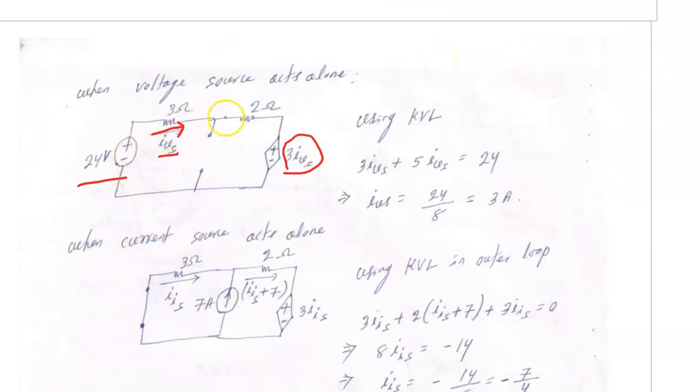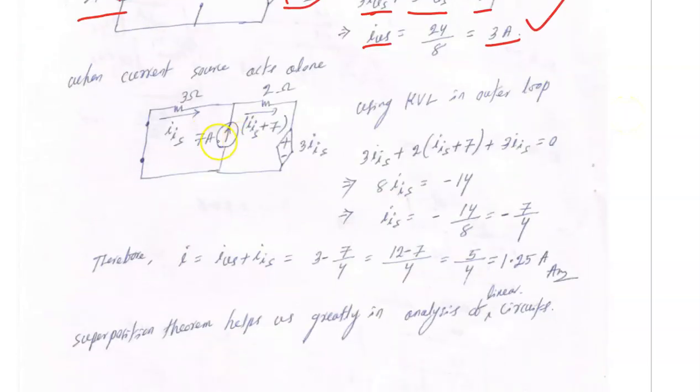Now apply simple KVL here. 3 IVS plus 2 IVS, that is 5 IVS, equals 24. So IVS, that is the current due to the 24 volt voltage source, is 24 upon 8, 3 ampere. One part over.